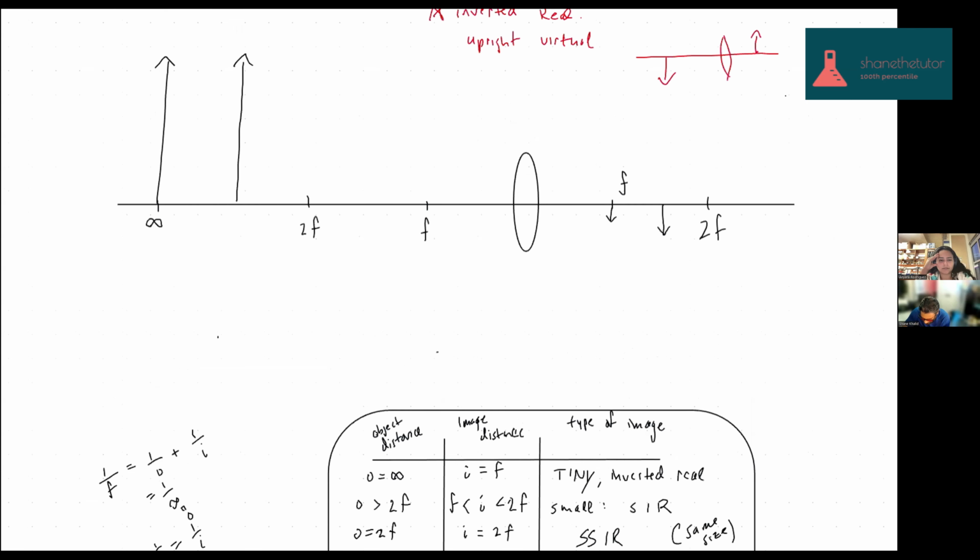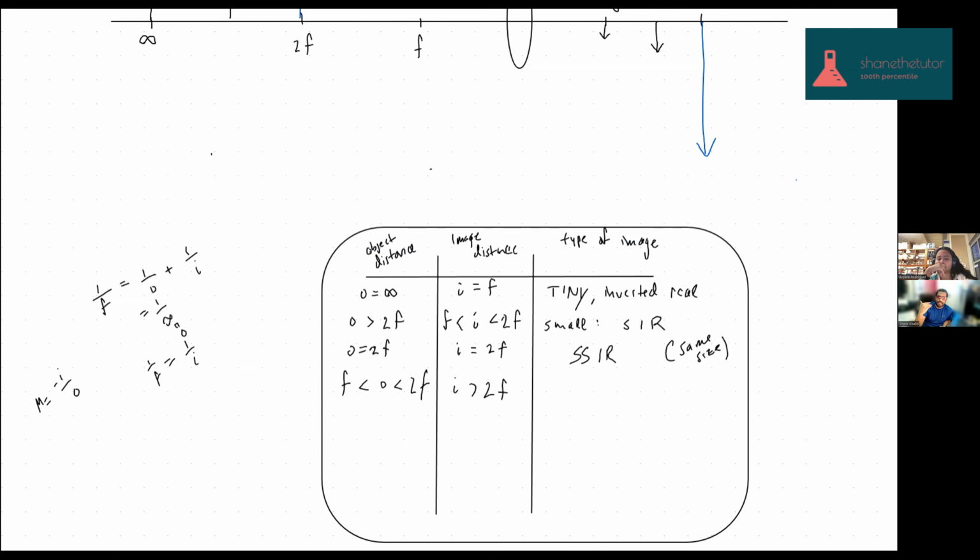So f, object 2f. Now this will create an image distance, oh sorry, an image distance beyond 2f. And now you might be able to see a pattern here. And now we also have the image distance being larger than the object distance.